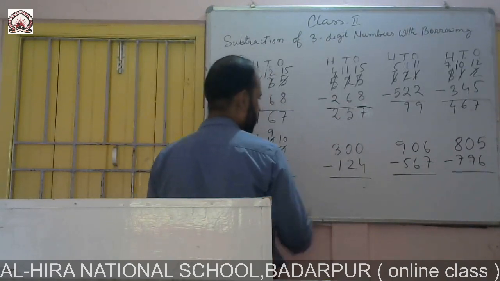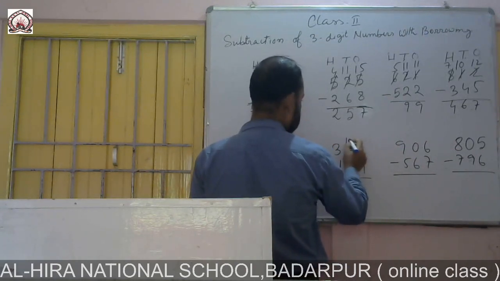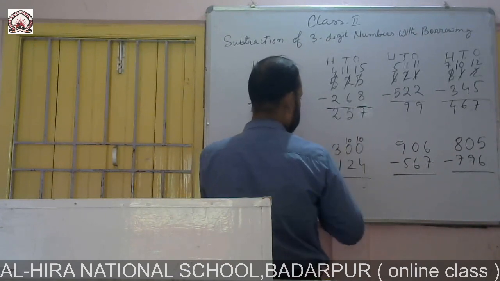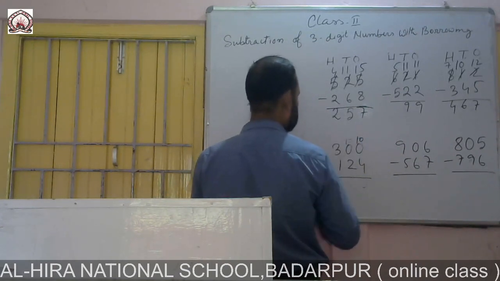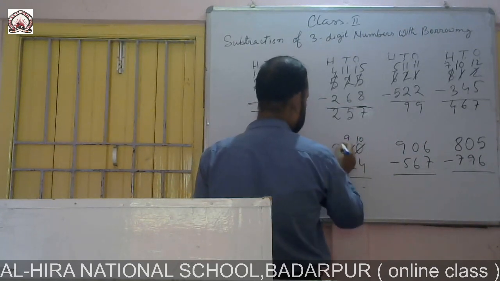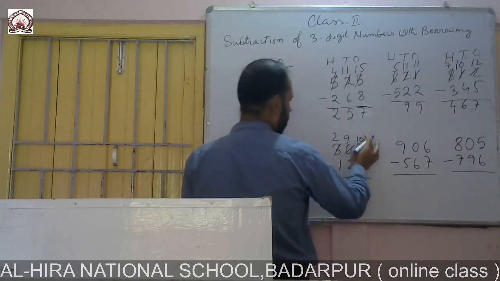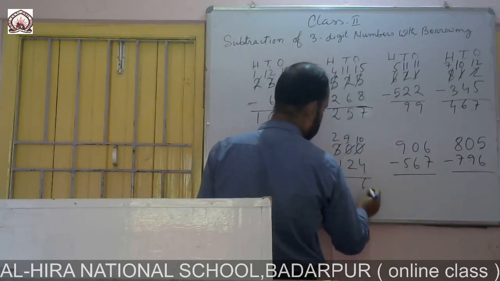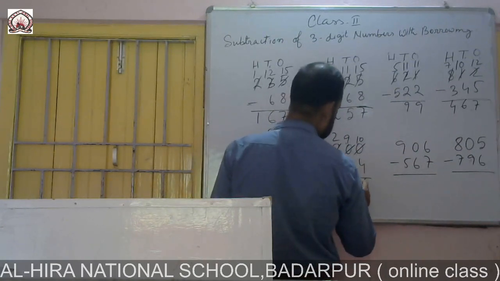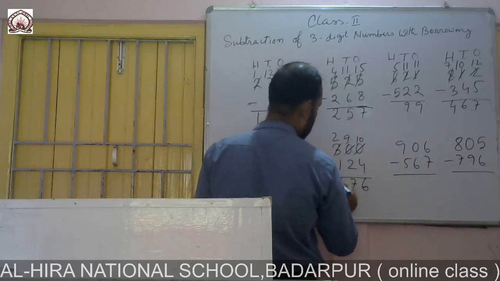Next, same, this 3 we borrow 1 from there 10 and this 10 we borrow 1, then there 10 and there remain 9 and there remain 2. So 10 minus 4 is equal to 6, 9 minus 2 is equal to 7 and 2 minus 1 is equal to 1.